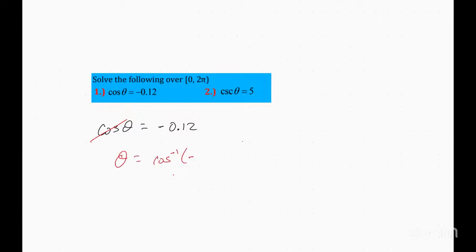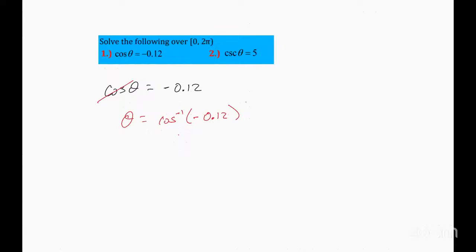The difference is there's actually going to be two answers for that, and your calculator is only going to give you one, right? So think about where the cosine is negative. Remember, this means what angle has a cosine of negative 0.12. And remember, cosine is your x coordinate, right? So it's going to be in this quadrant and in this quadrant. Your calculator is going to give you this answer right here.